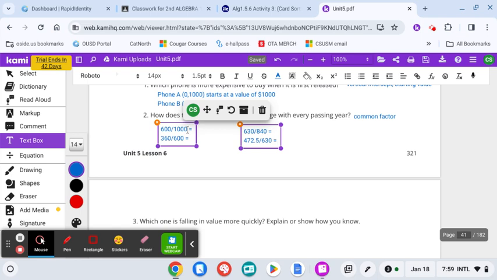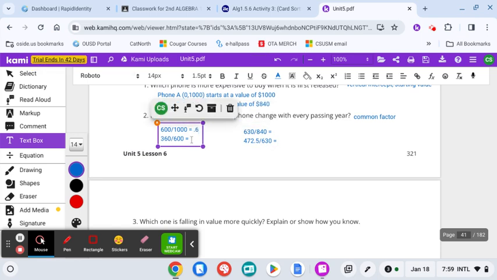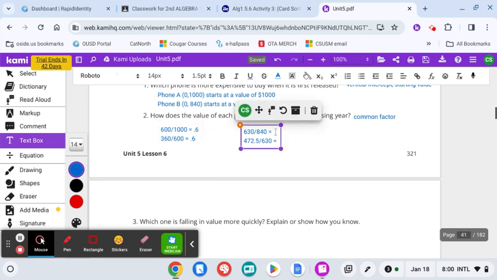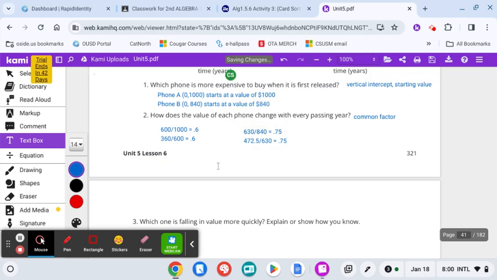All right, I'm grabbing my calculator. 600 divided by 1000. Hopefully you guys got 0.6. 360 divided by 600. Hopefully you got 0.6. So phone A has a depreciation rate of 0.6, or 0.6 is the remaining value of the phone after each step. Next, 630 divided by 840. I'm getting 0.75. So this one's retaining more value. 472.5 divided by 630. 0.75. We always want to check at least 2 to make sure it is a common factor.